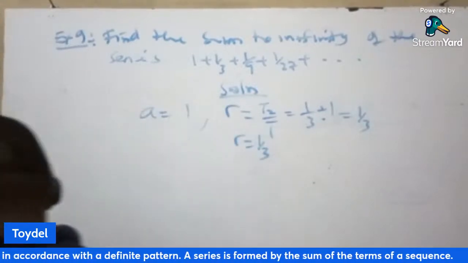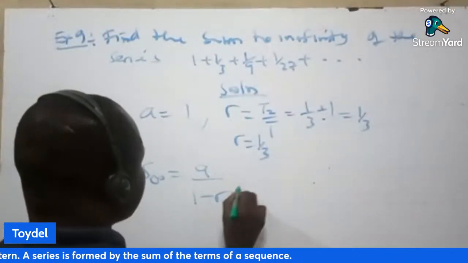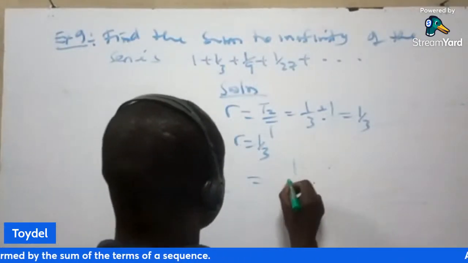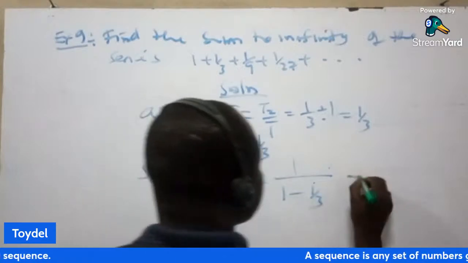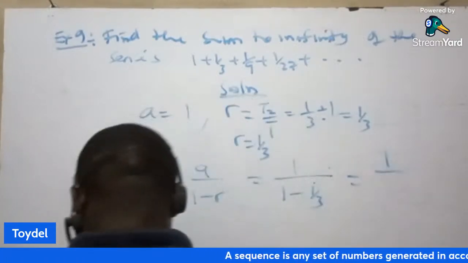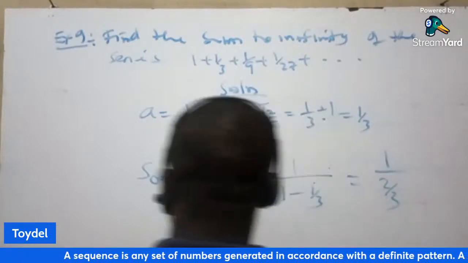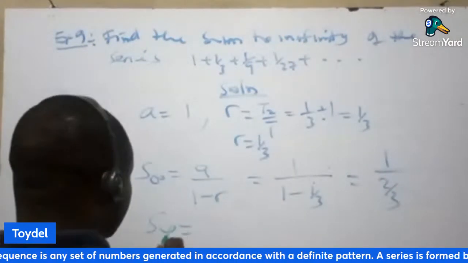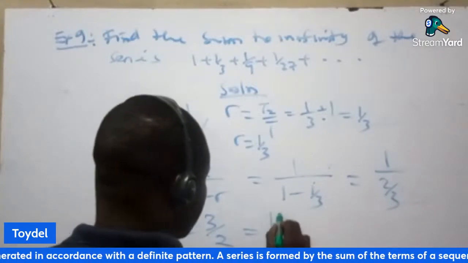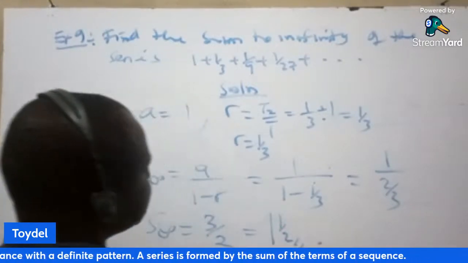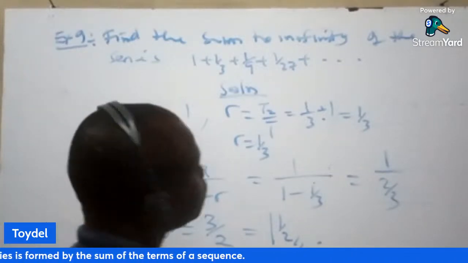So the sum to infinity is given as a all over 1 minus r. What is a? a is 1, so we have 1 all over 1 minus 1 over 3. 1 minus 1 over 3 will be 2 over 3. Then the sum to infinity will now be 3 all over 2, which is the same thing as 1.5. So this is the sum to infinity.